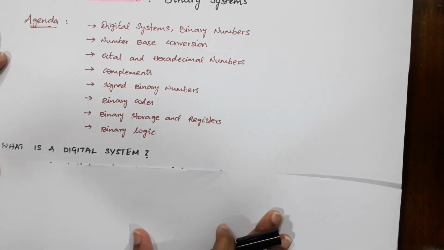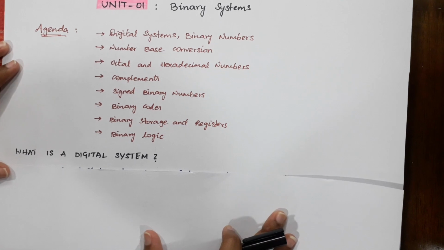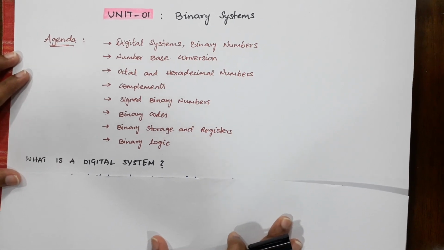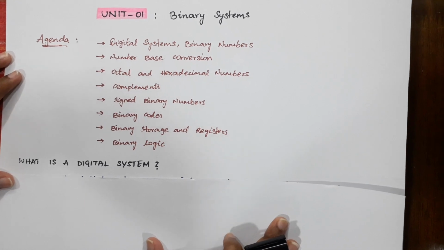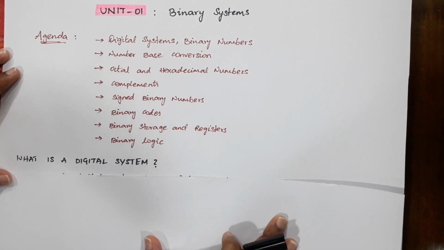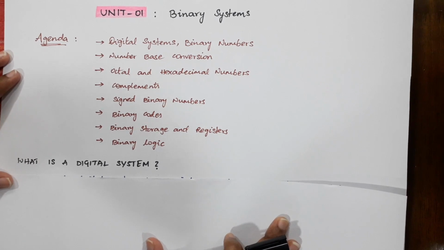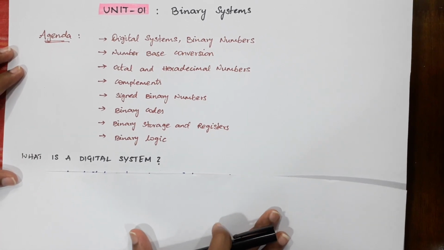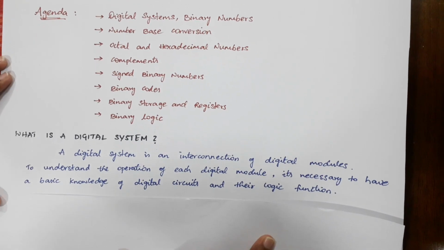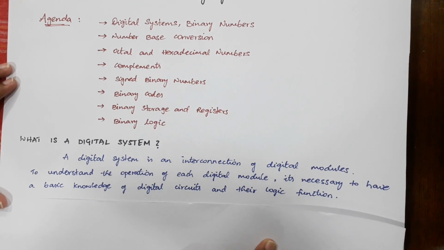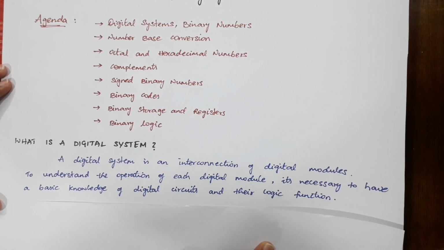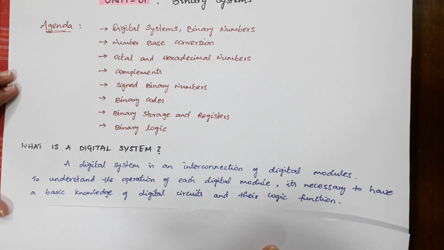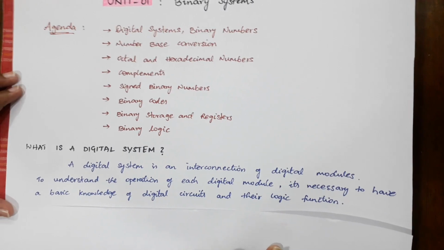Now, what is a digital system? Digital systems have such a prominent role in everyday life. Digital systems are used in communication, business transactions, traffic control, spacecraft guidance, medical treatment, weather monitoring, the internet, and many other things. You can keep on listing them. Now, to give a definition, it can be summed up as: a digital system is an interconnection of digital modules. To understand the operation of each digital module, it's necessary to have a basic knowledge of digital circuits and their logic functions.